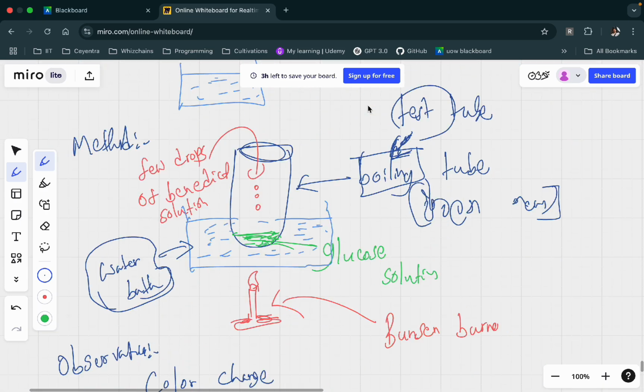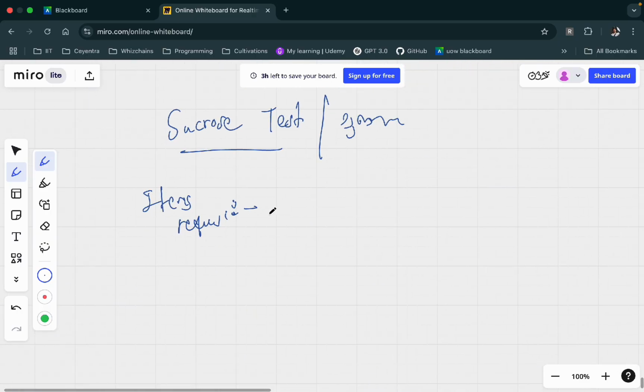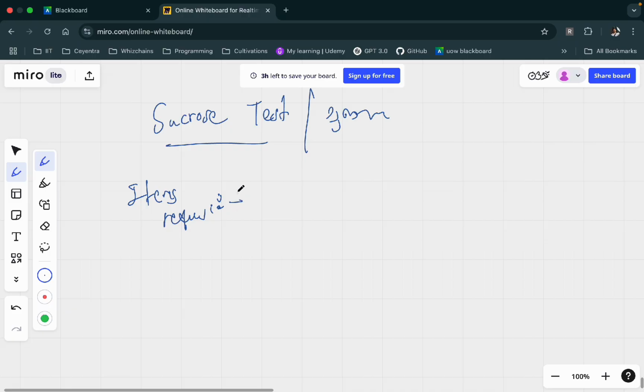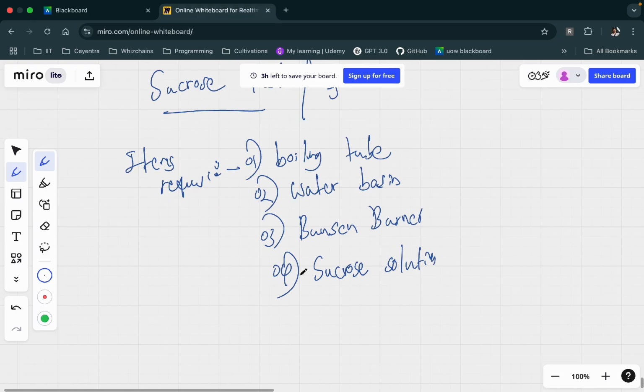Okay, so let's write. You need all the items you have used in the glucose test. So let's write. You need a boiling tube, then a water basin, then a Bunsen burner, then we need a sucrose solution here. Instead of a glucose solution, we need the sucrose solution here.